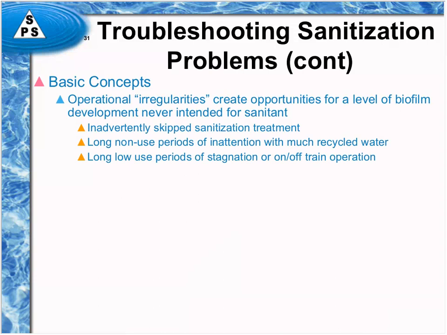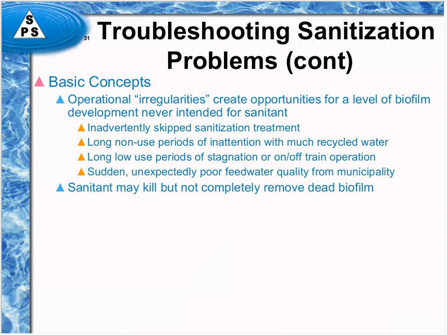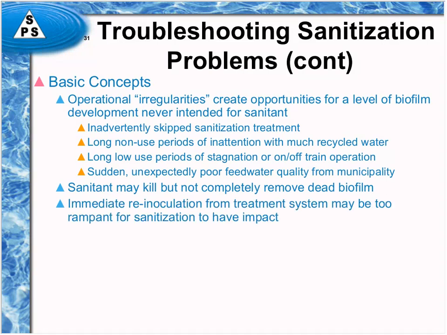It may be long periods of stagnation, or when the train turns off. On-off operation of ROs is sometimes done, and sometimes that can cause all kinds of microbial problems. You may have a sudden or unexpected poor feed water quality situation that occurs from your municipality. I've seen this happen. The sanitant may kill, but it may not completely remove dead biofilm. And so just be careful about making sure your sanitant can do everything it needs to do.